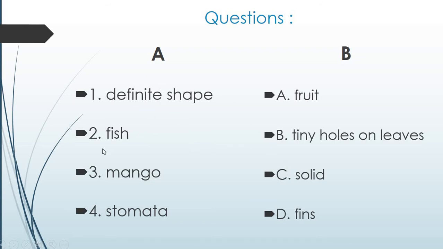Definite shape, fish, mango, stomata, fruit, tiny holes on leaves, solid, fins. I hope you have started matching it. At least one or two you will be able to solve on your own. Try not to take the help of anyone, not even of your book, because if you try to match it on your own, you will know how much knowledge you already have and how much you have yet to prepare. Okay, it's time for me to present the answers.